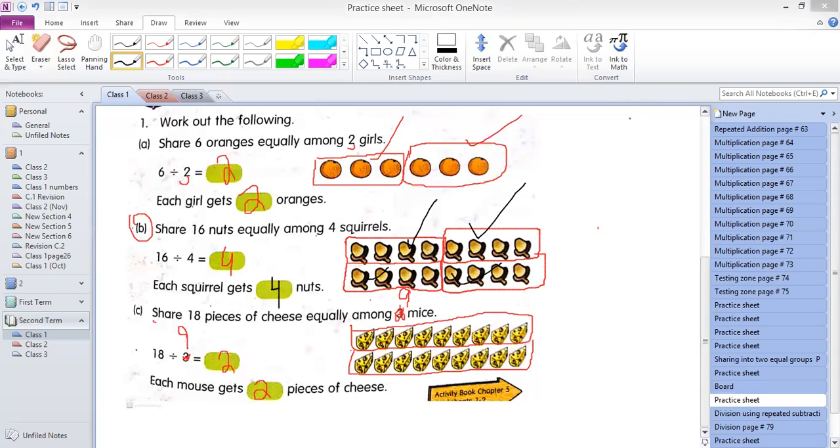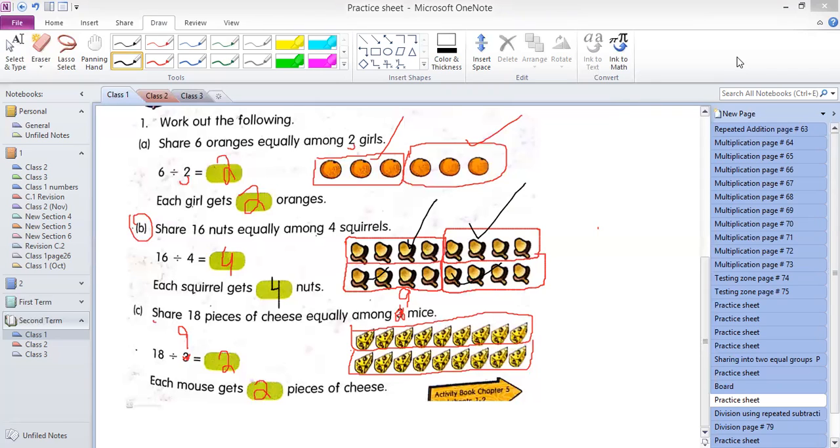Count 4. 1, 2, 3, 4. Make one group. Again count 4, make one group. Again count 4, make one group. And once the squirrels are finished, then he counts how many groups of 4 he made. So he made 4 groups. That's why the answer is 4. Each squirrel will get 4 nuts.